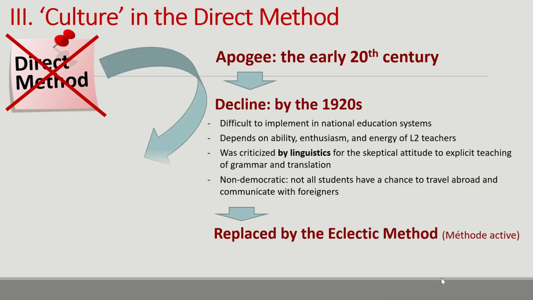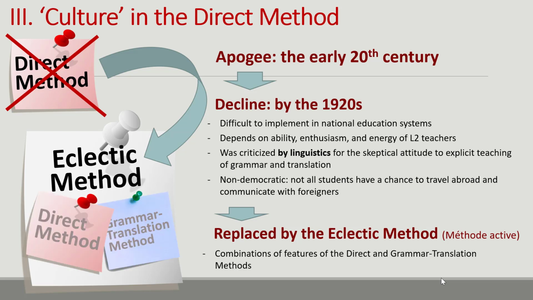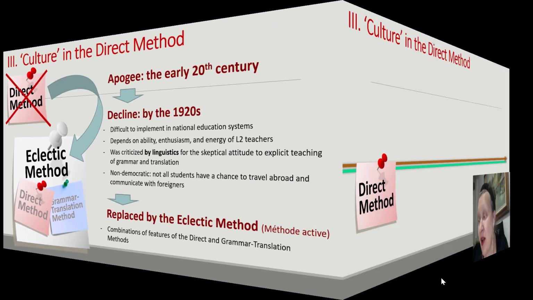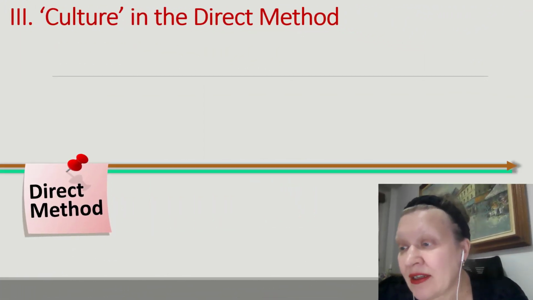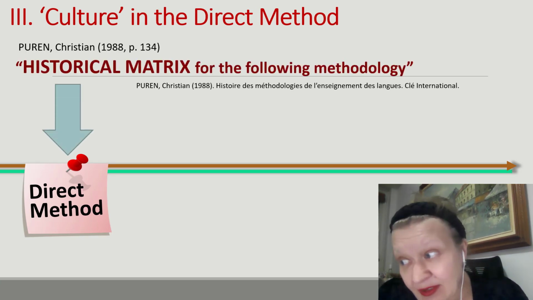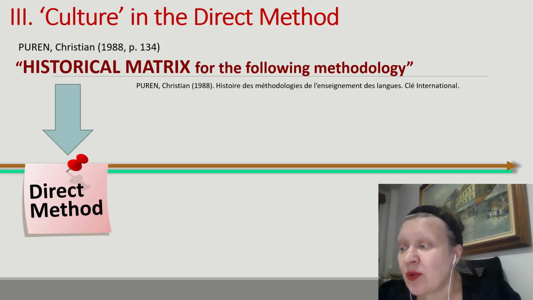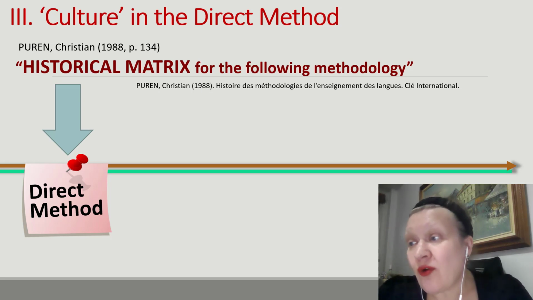The direct method has been replaced by so-called eclectic method, also known as méthode active, active method in French academic tradition. The eclectic method sought to combine different principles from the direct and grammar translation approaches, which could enhance second language acquisition in adult learners. Despite its decline, Christian Puren, French historian of second language education, rightly called the direct method a real historical matrix for the following methodology.